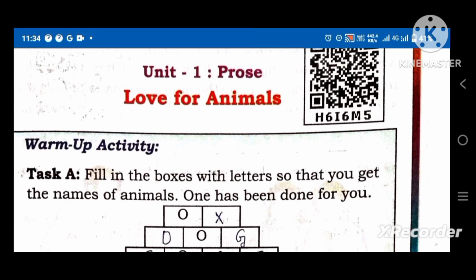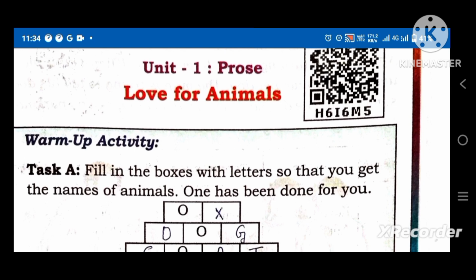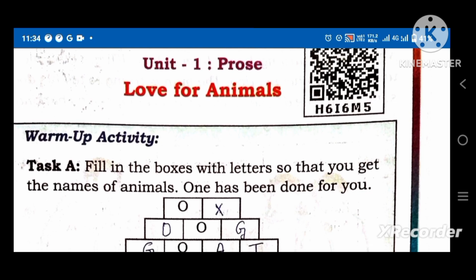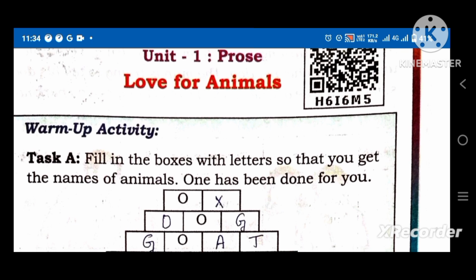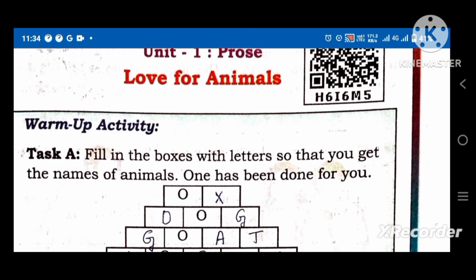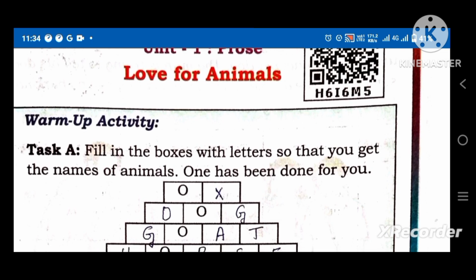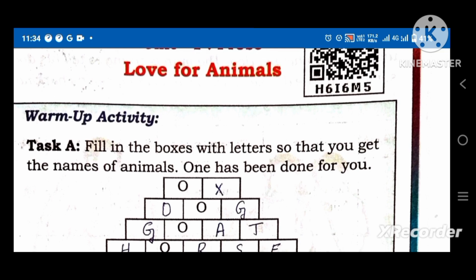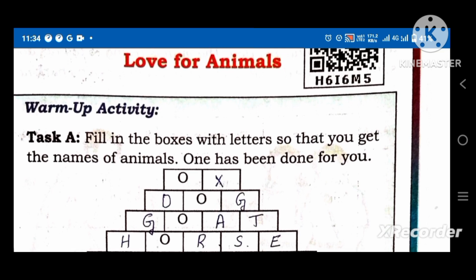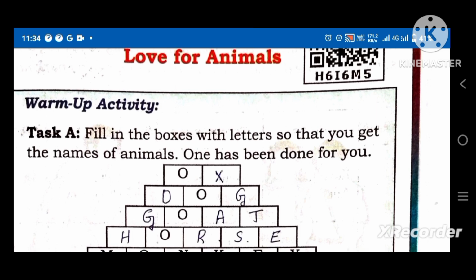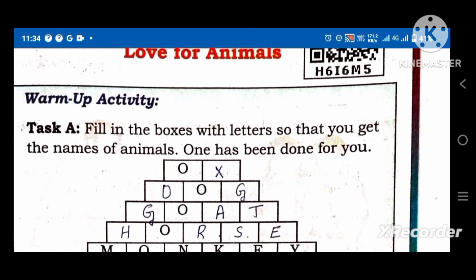Unit 1 Prose: Love for Animals, 5th Standard English Notes, Part 1. Warm-up activity. Task A: Fill in the boxes with letters so that you get the names of animals. One has been done for you. Ox, Dog, Goat.